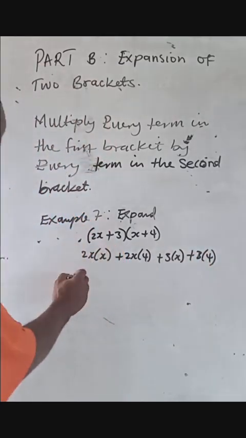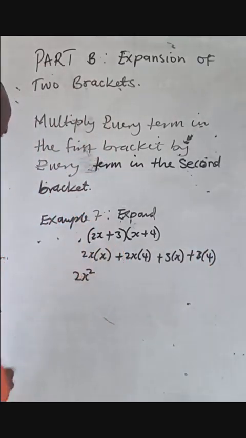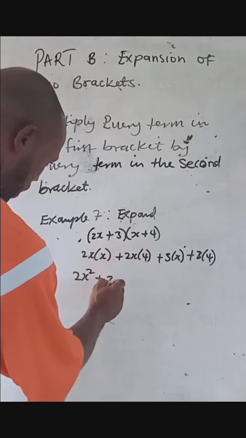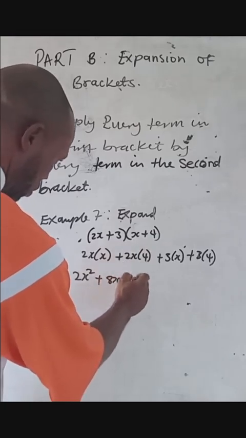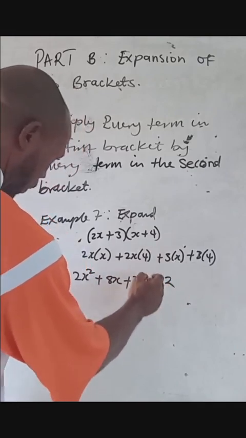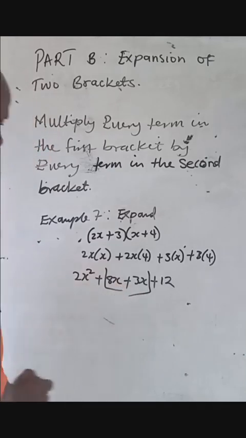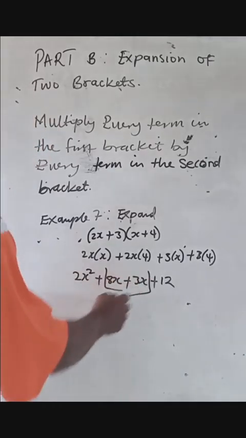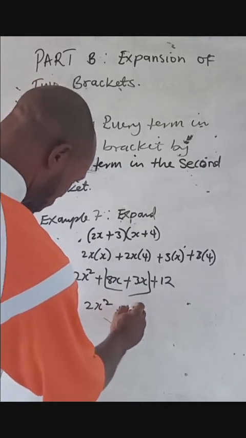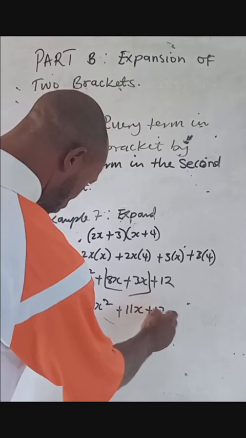So this is the same thing as 2x squared plus 8x plus 3x plus 12. The result of 8x plus 3x is going to be 11x, plus 12.